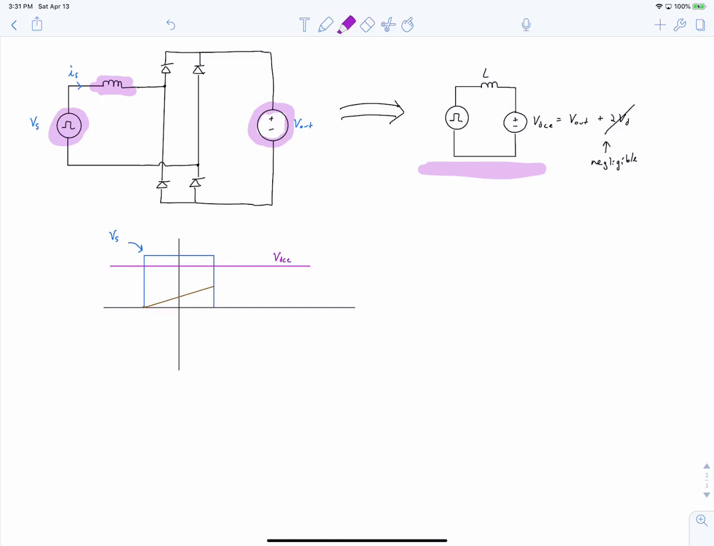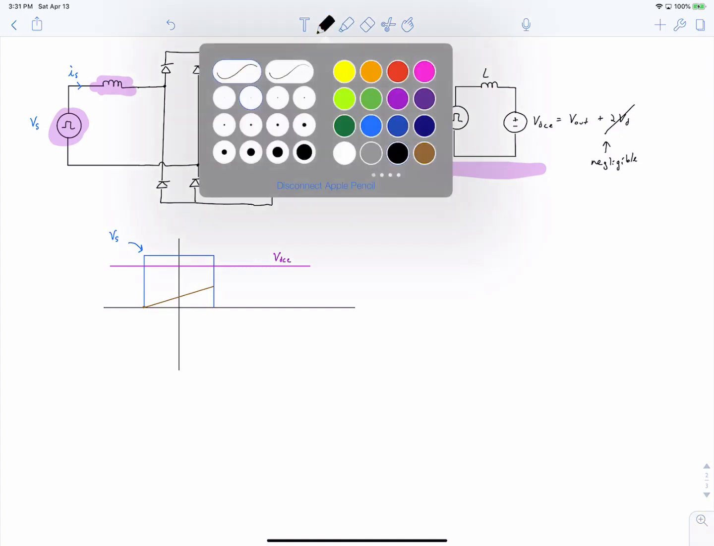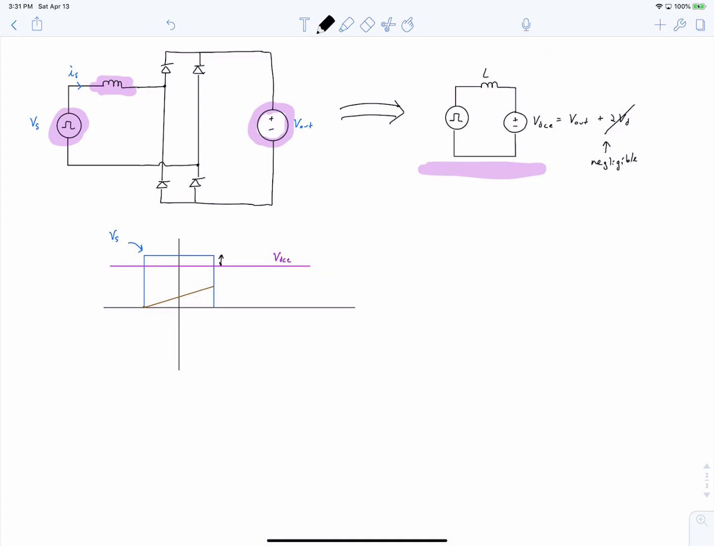But now we have an inductor. And so we can note from this waveform that our inductor voltage, VL, is going to be the difference between Vs and VDCE. So if this brown trace is our inductor current in this region, it is going to have the derivative of V equal to L di/dt, so therefore di/dt is equal to V over L. And that's the slope of the line in this quadrant.